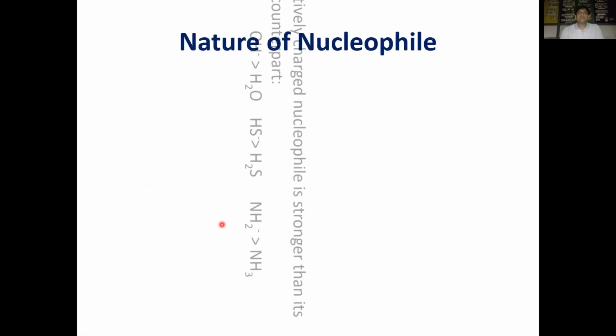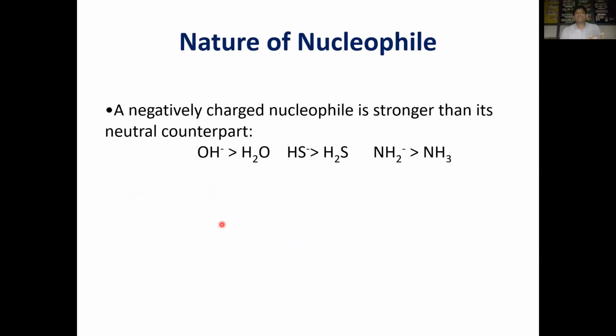Let us take the nucleophilicity of different nucleophiles. If we take negatively charged nucleophiles and neutral nucleophiles, negatively charged nucleophiles are more nucleophilic than neutral nucleophiles. OH minus is more nucleophilic than H2O. So the rate of SN2 reaction of OH minus is greater than H2O. Similarly, HS minus is greater than H2S, and NH2 minus is greater than NH3.